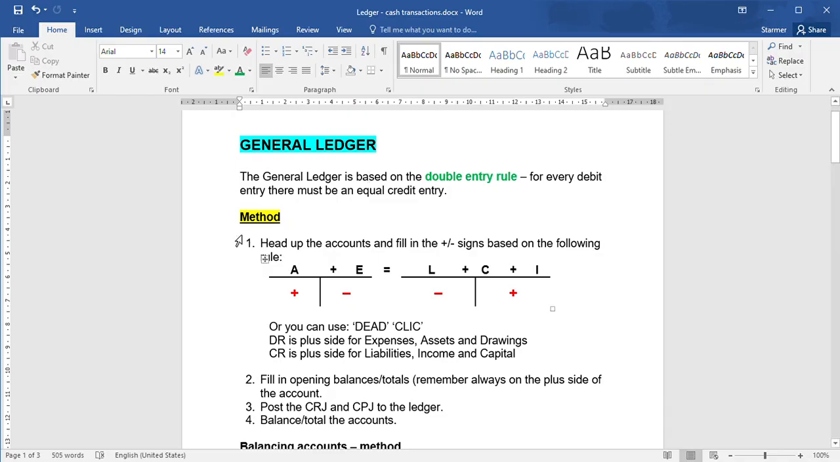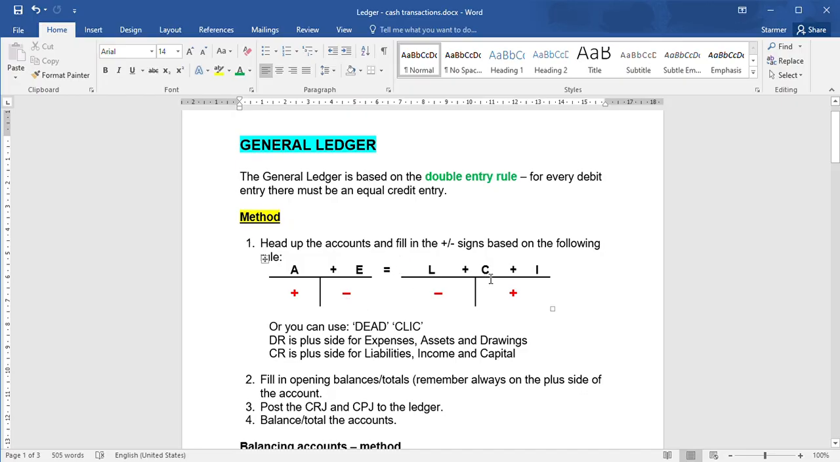The method I suggest you use when doing general ledger is as follows. The first thing you do is you head up your accounts and you fill in your plus minus signs. And you're going to use your accounting equation here to assist you. So your accounting equation is assets plus expenses equals liabilities plus capital plus income. Assets and expenses are to the left of this equal sign, so they get bigger on the left, which is the debit side, and smaller on the right, which is the credit side.